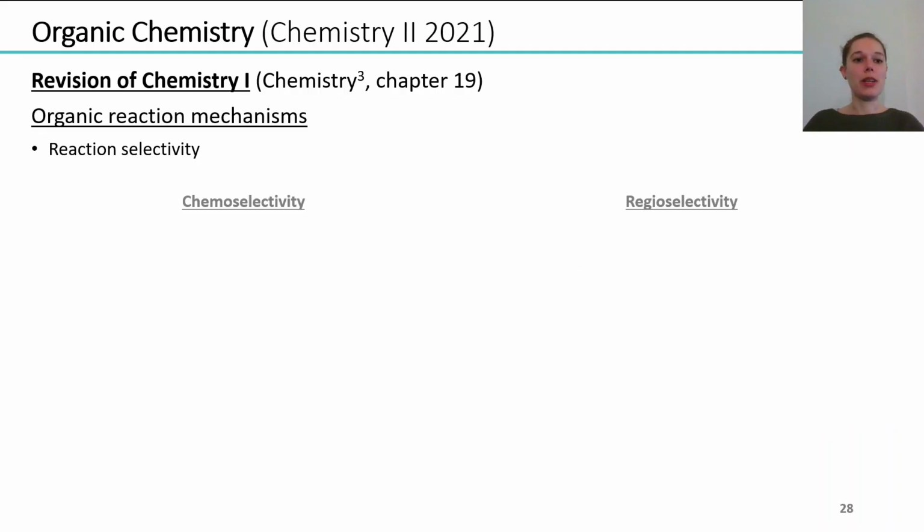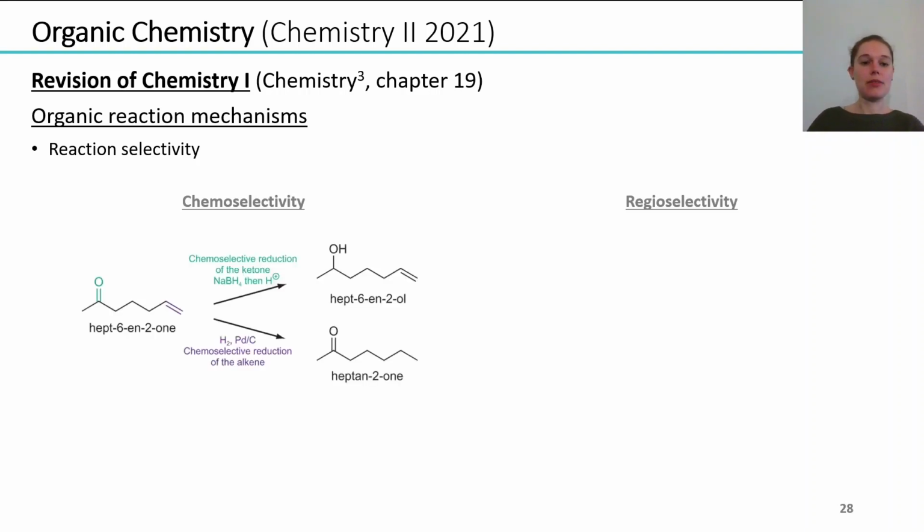So now we talk a bit about reaction selectivity, and here we can, for example, talk about chemoselectivity. And chemoselectivity means that one functional group of the molecule will react preferred to another functional group. For example, here we have two functional groups in the system.